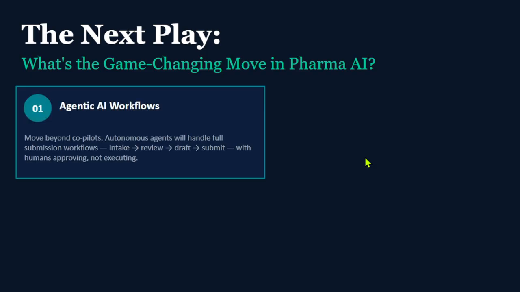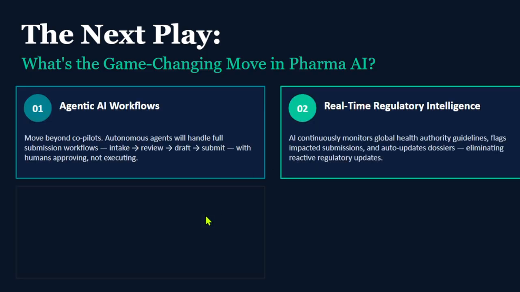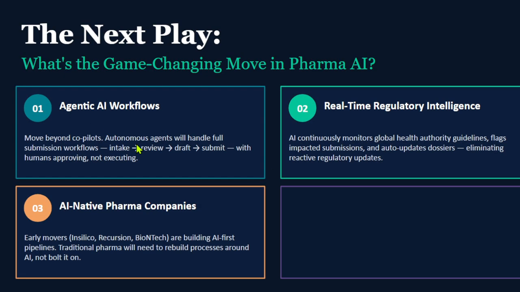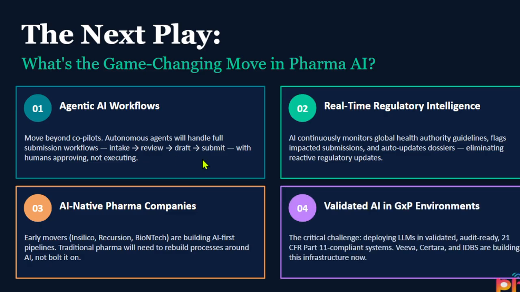The next move is we will be seeing more agentic AI, which can draft the documents, which can handle the work for us. We will be seeing real-time regulatory intelligence, which will continuously monitor all the guidelines and give us the update. So these are kind of like acting as a newsletter, right? So we will be more updated with the guidelines.